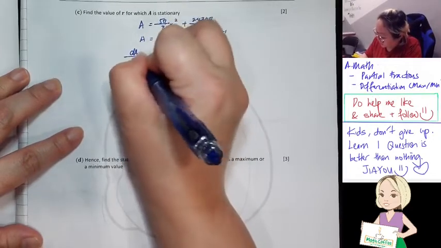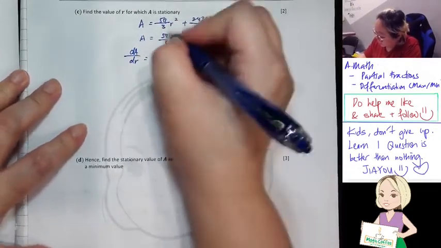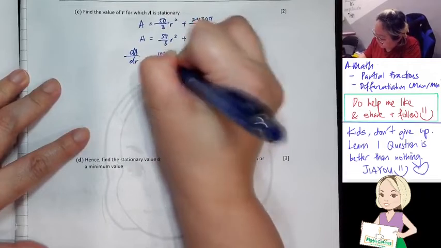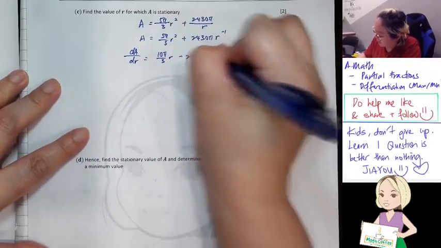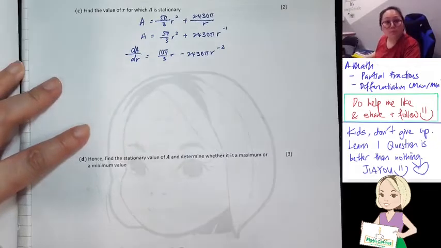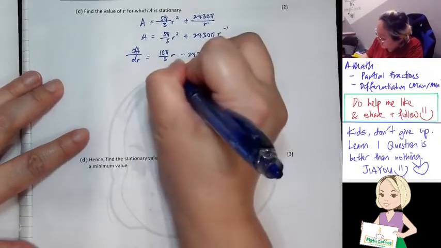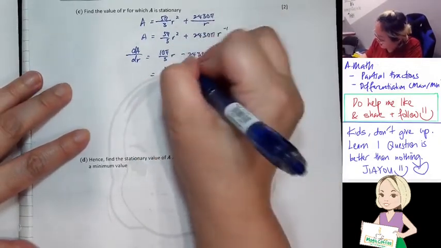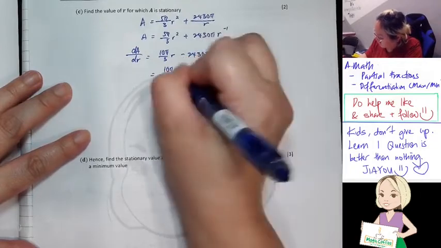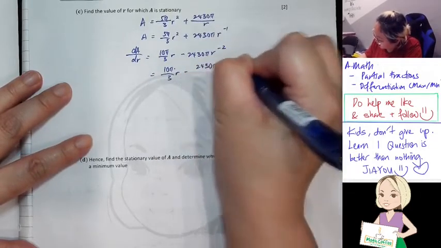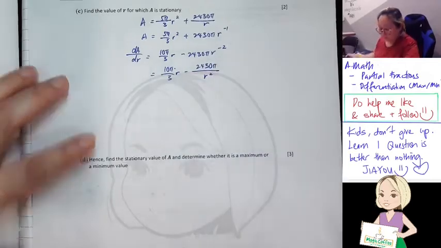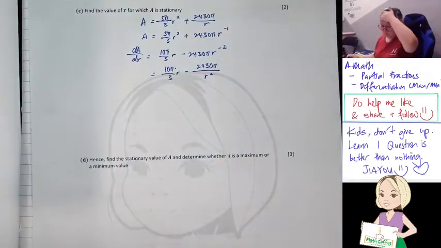So dA/dr, bring down the 2, so it becomes 10 pi over 3 r. Bring down the negative 1, minus 2430 pi r to the power of negative 2. So it will become 10 pi over 3r minus 2430 pi over r squared. Okay? This is my dA/dr.